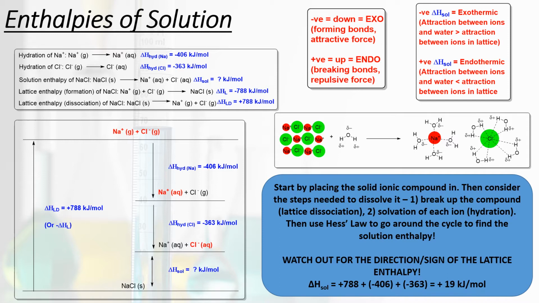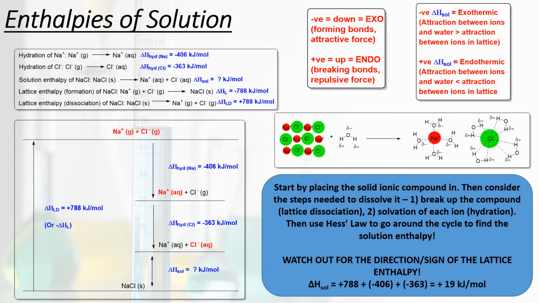And so we need to think about how do we actually dissolve an ionic compound. It's the steps we've just talked about in the previous slide. We have to break up the compound, so that's lattice dissociation, and we have to solvate each of the ions. That's hydration. So the data that we need here is the lattice dissociation, the enthalpy of hydration for each of the ions, and then what we're typically going to work out is our solution enthalpy, our enthalpies of solution. And so you can see I've listed these here at the top.